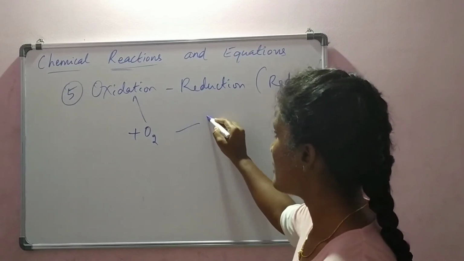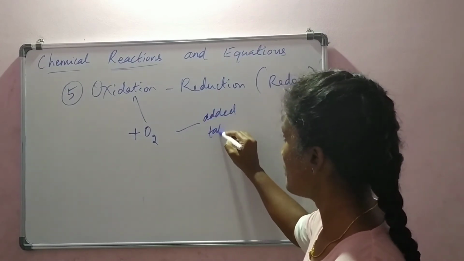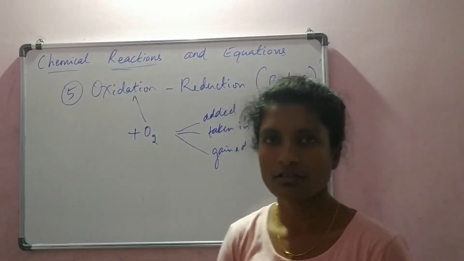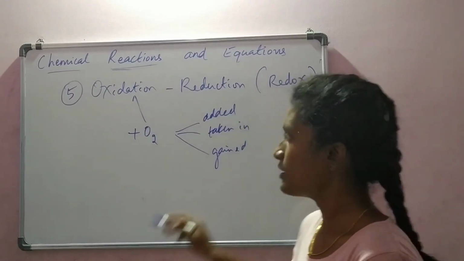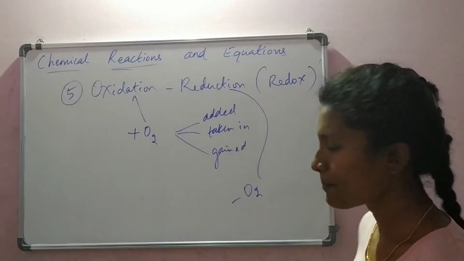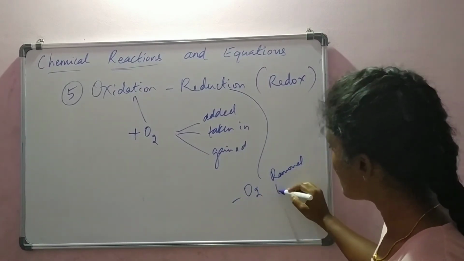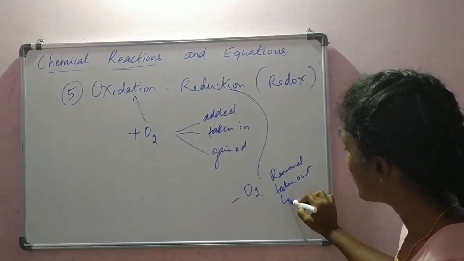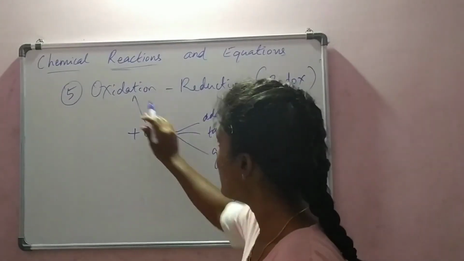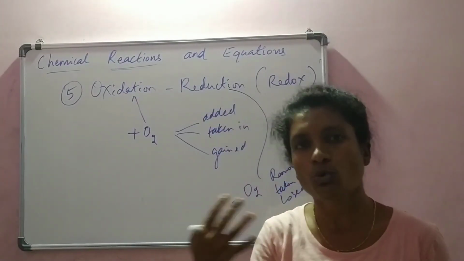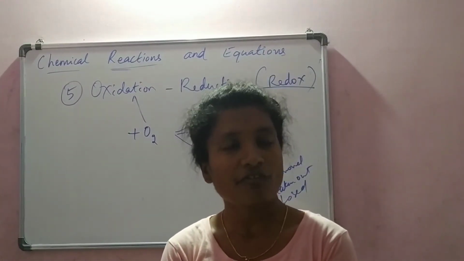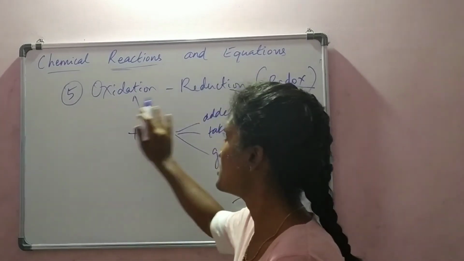All the things are the same, right? Added, taken in or gained is called oxidation. Reduction is exactly opposite to that. Any reaction where oxygen is removed, taken out or lost is called reduction. So these reactions are called oxidation and reduction reactions, together called redox reactions. Understood? Now there is another way of defining the same oxidation and reduction.